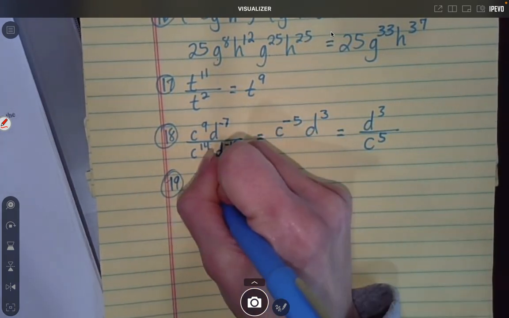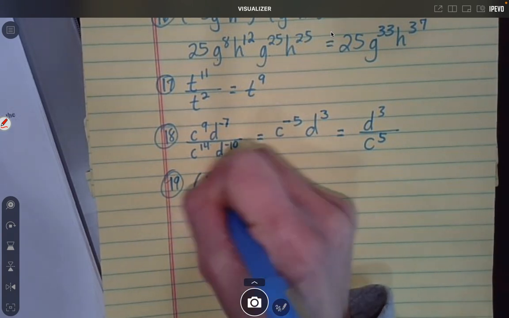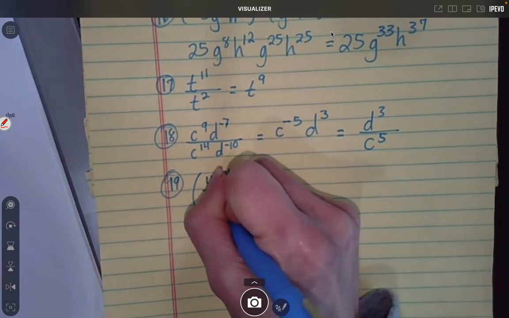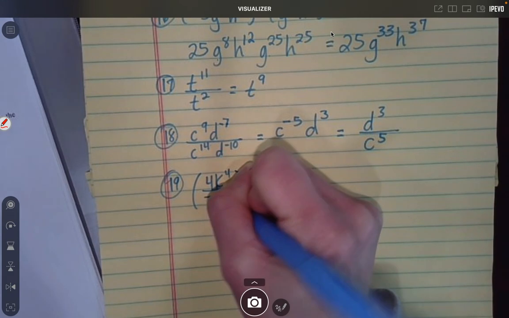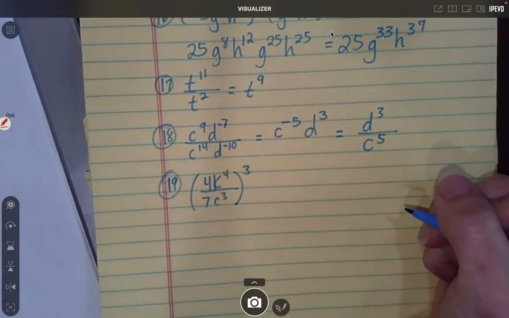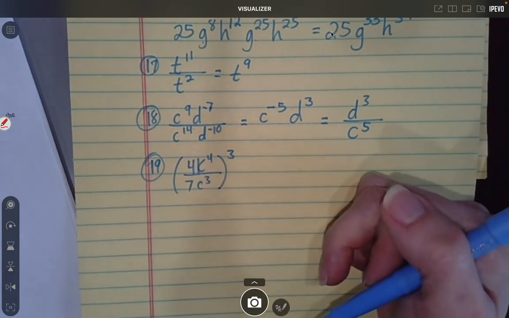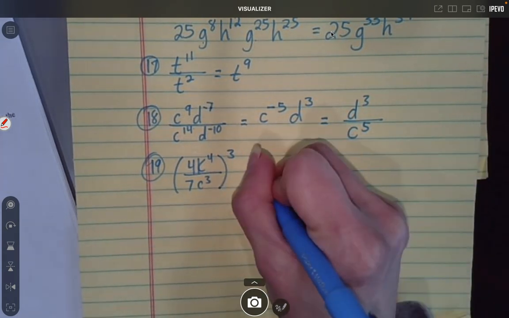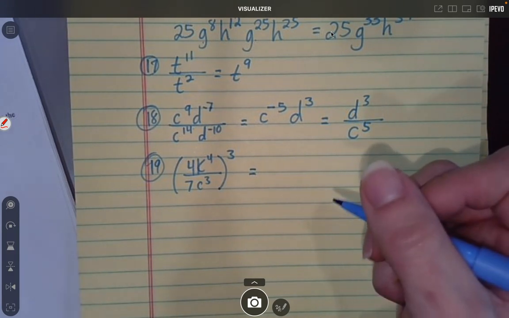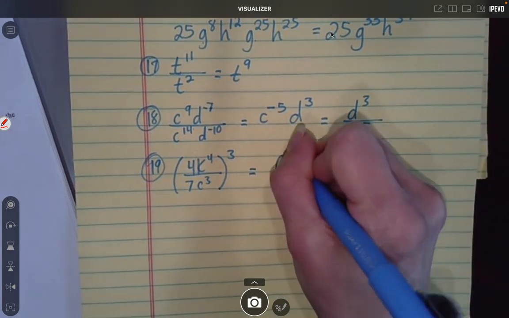I've got 4k to the 4th over 7c to the 3rd. All of that is raised to the 3rd power. Each of those things. So what is 4 to the 3rd power? Well, you can type it in your calculator if you need to. 4 to the 3rd power is 64.